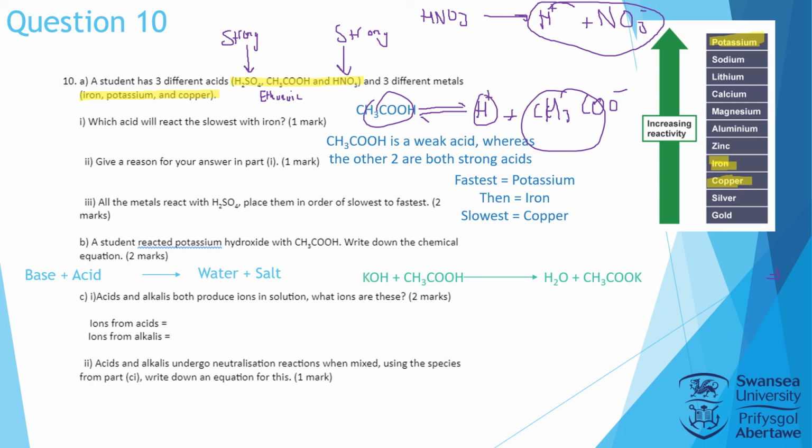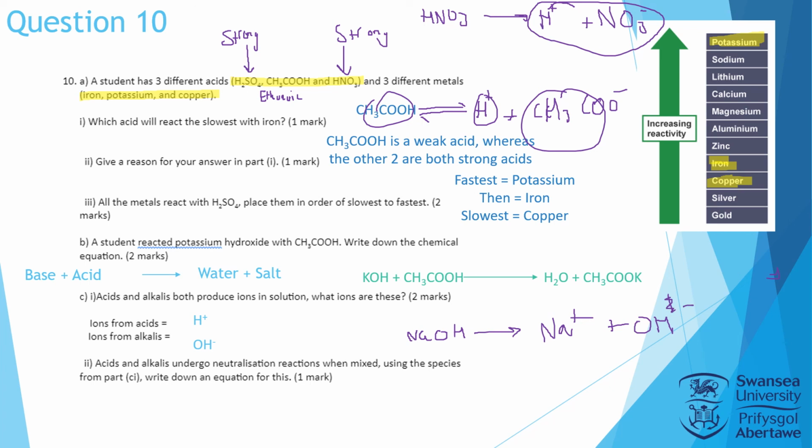So the final bit of the question, probably the easiest bit of this entire thing, is acids and alkalis both produce ions in solution. What ions are they? So as we know from this slide, ions from acids are going to be H+ ions, and ions from alkalis are going to be OH- ones. So a quick example for that, we've got NaOH, a common alkali. When you put it in water, it'll give you Na+ and OH-.